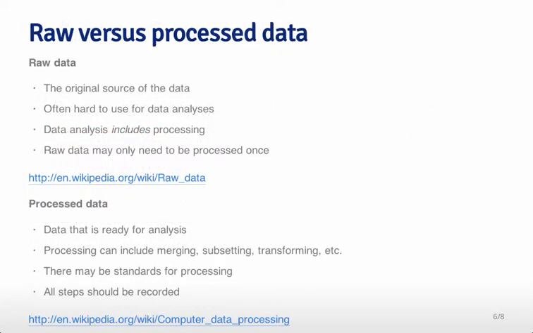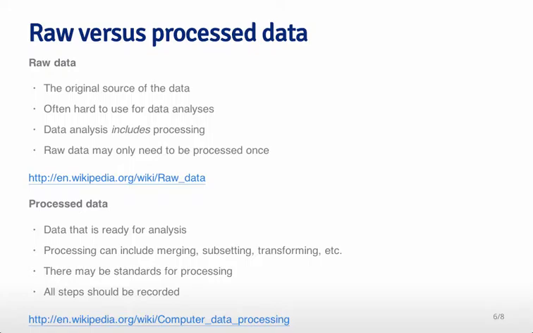Those low-level things are the kinds of things that we're going to be talking about in raw versus processed data. The raw data are the original source of data. They're often very hard to use for data analyses because they're complicated, hard to parse, or very hard to analyze. Data analysis actually includes the processing or the cleaning of the data. If you obtain a data set that's a raw image file and you process it and turn it into a nice data frame that you then use to analyze in R, that data processing is part of the data analysis or data science pipeline.